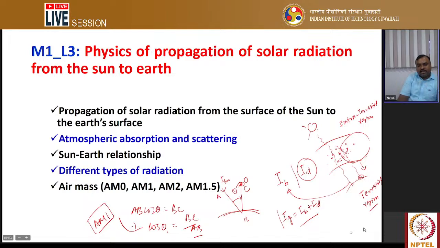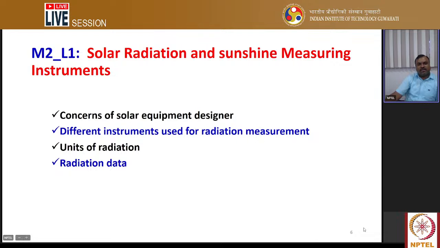Normally, AM1.5 is very, very important as far as testing of solar collectors is concerned. That's an AM spectrum, right? Where theta will be about 48.2 degrees. Okay, so at this angle, solar collectors are tested normally. So in lecture 1 of module 2, solar radiation and sunshine measuring instruments were discussed.